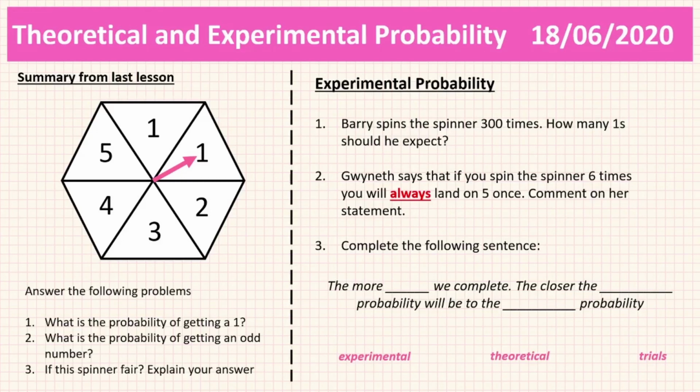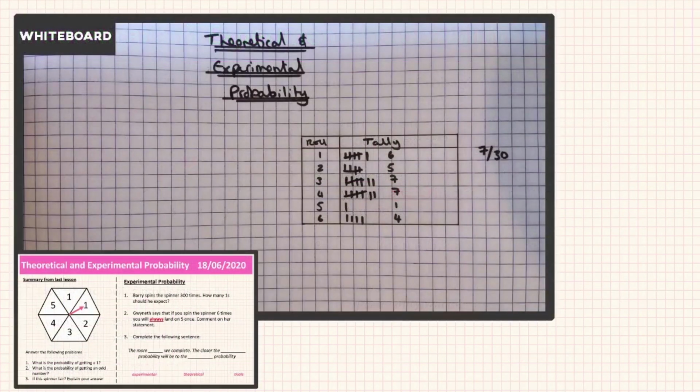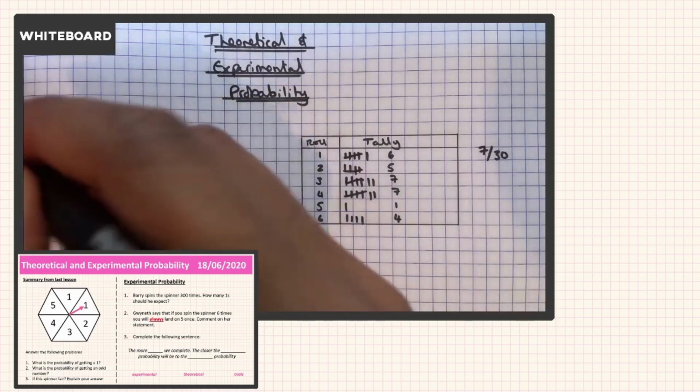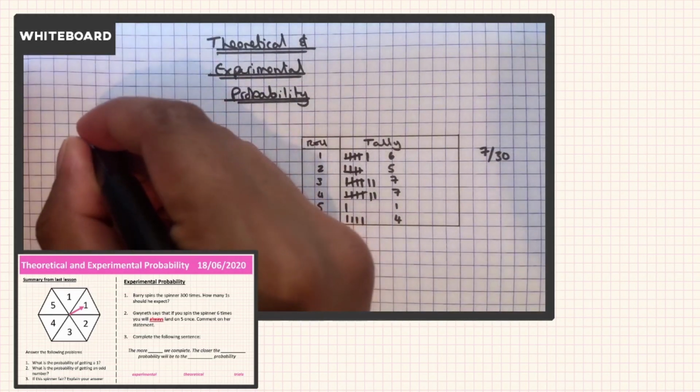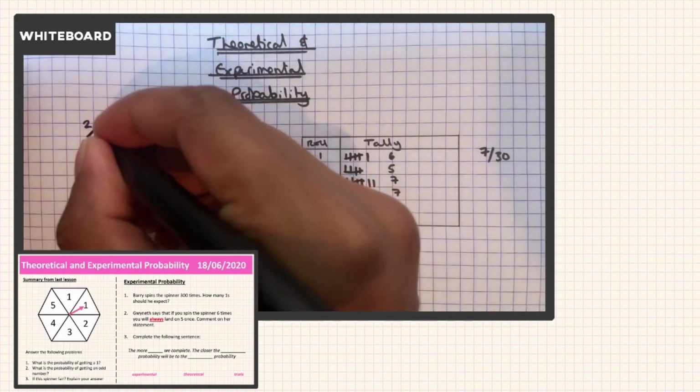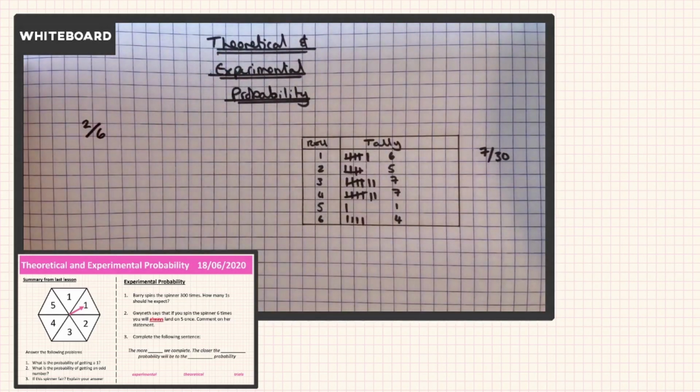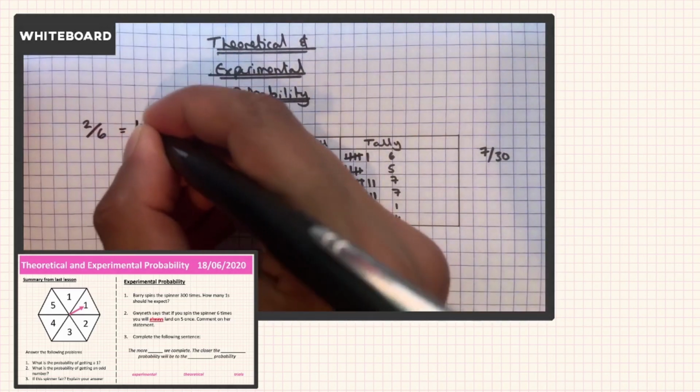Okay, so let's go through these answers now. To do that, we're just going to go to our whiteboard so you can see what the answers are. The first question was, what's the probability of getting a 1? Well, on our spinner, we can see that there are 2 1s out of 6 possible options. So that's 2/6 or a third.